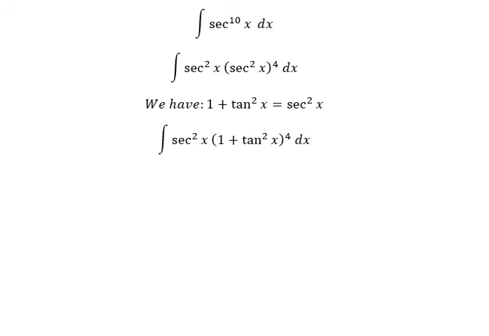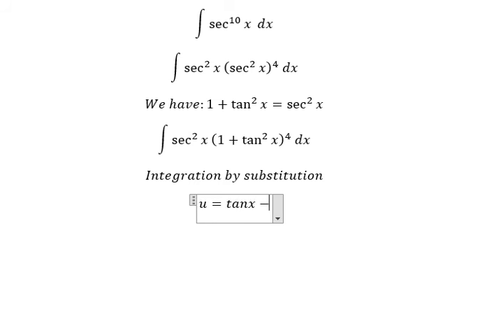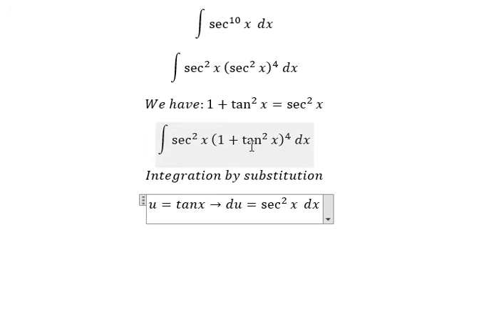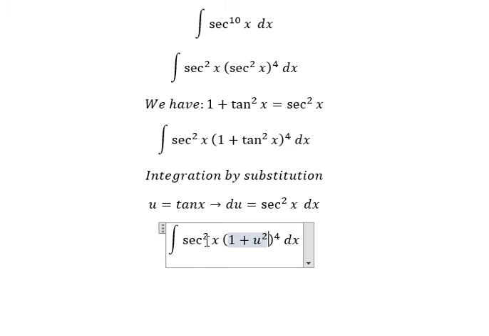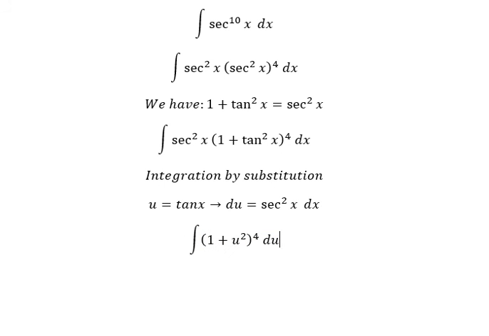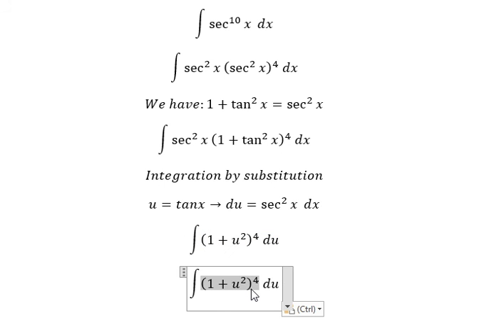Next, we need to use integration by substitution. So I will put u equals tan s, du equals secant of s squared ds. This one we change for u and we have u squared. Secant of s squared ds we change for du. And now we need to expand this one.